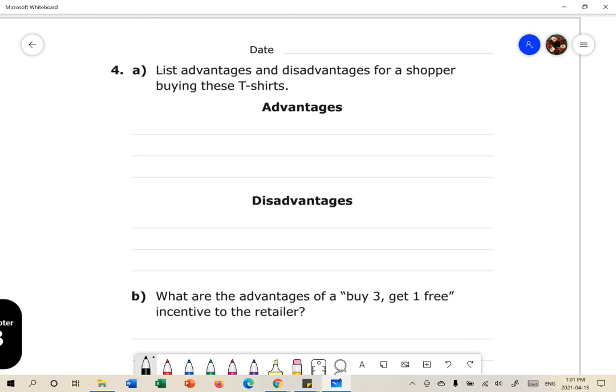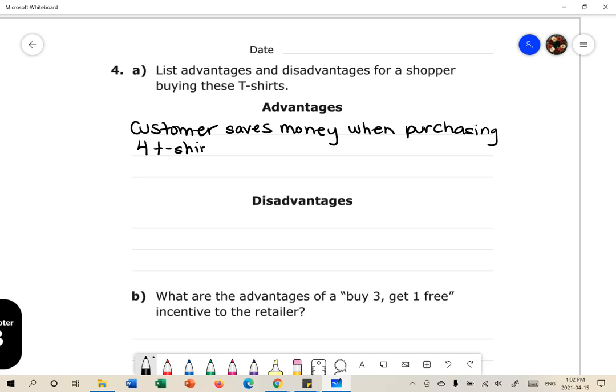Next page. List advantages and disadvantages for a shopper buying for these shirts. The advantages, you're getting 4 t-shirts, but you're only paying for 3. The disadvantage is that you actually have to buy 3 shirts in order to get a 4th one free. So in total, you're getting 4 t-shirts, and you may not necessarily need 4 t-shirts.